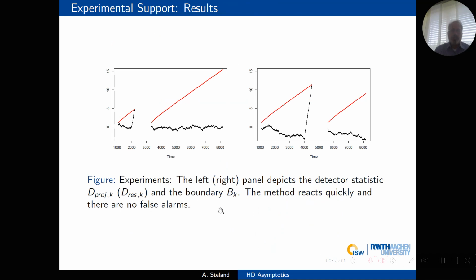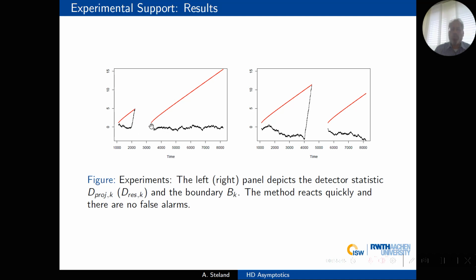So here you see the results. You see here to the left the detector statistic. This is the projection detector, and here you see the boundary function in red. This is the detector statistic in black, and you see that after the change point, it increases very rapidly and quite quickly crosses the boundary function and gives the signal to retrain the net. Then the net is retrained and the procedure is rolled over.